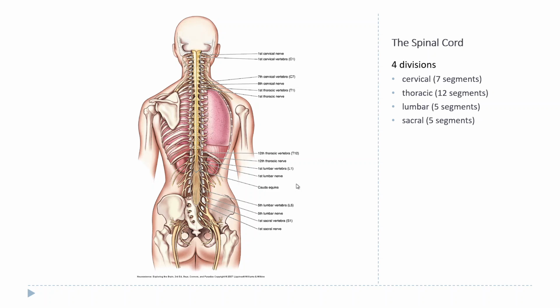All right, so next time we will talk about the major anatomical regions of the spinal cord and some of the other parts of the nervous system that are not the brain.